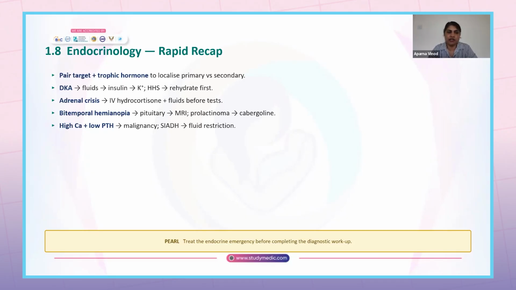When there is a high calcium and low parathyroid hormone, it is often because of malignancy, and you can also have syndrome of inappropriate secretion of ADH. The treatment is fluid restriction in SIADH, whereas in hypercalcemia of malignancy, it is aggressive rehydration.